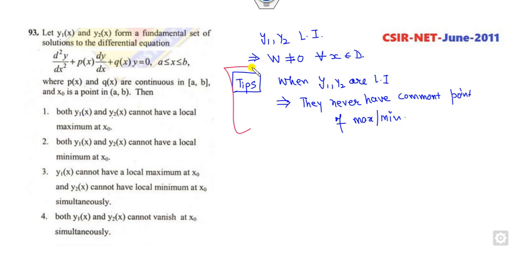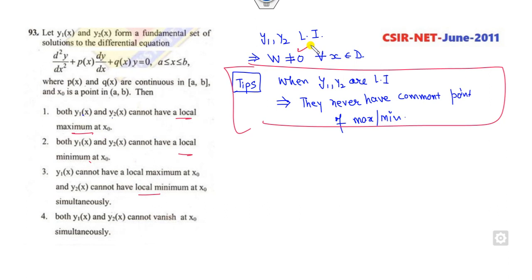So it means they are talking about the local maxima and minima. Since we proved that they are LI, they will never have a common point. So what is the meaning of that? Both y1 and y2 cannot have a local maximum or minimum. That's a correct statement. Y1 cannot have a local maximum, that's true. Y2 cannot have a local maximum, that's true. Both y1 and y2 cannot vanish simultaneously, that's true.